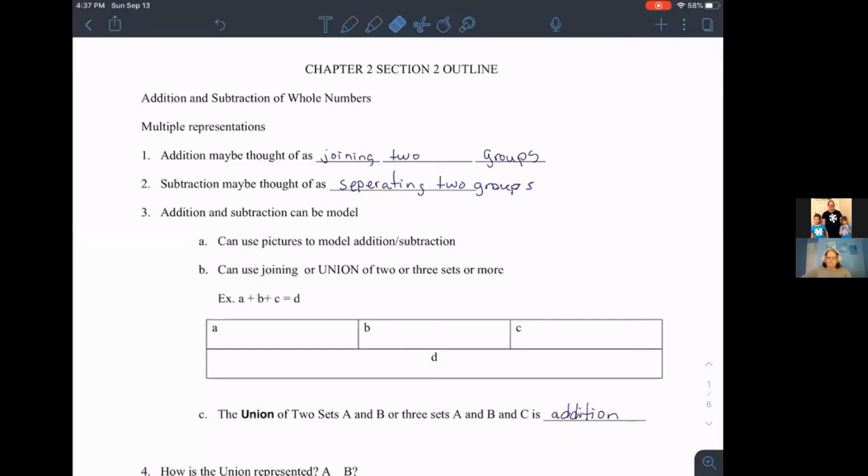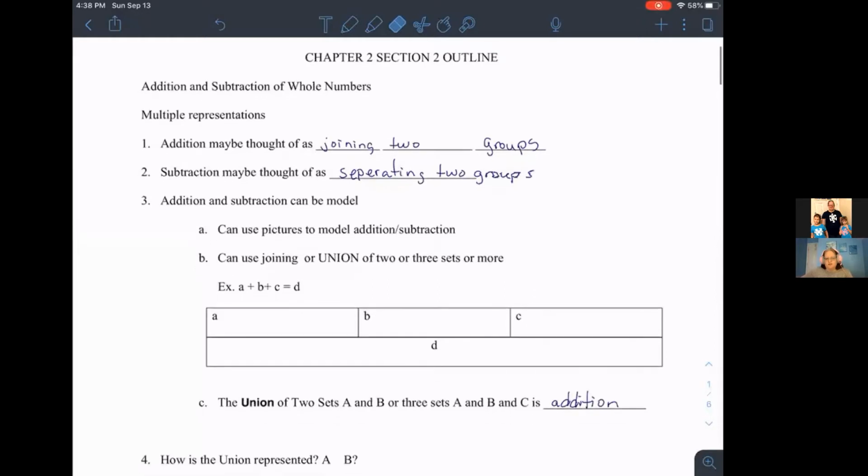Okay, now we've got to Chapter 2, Section 2, Addition and Subtraction of Whole Numbers. It says, number 1, addition may be thought of as joining two groups. Subtraction may be thought of as separating those groups. Addition and subtraction can be modeled. You can use pictures to model addition and subtraction.